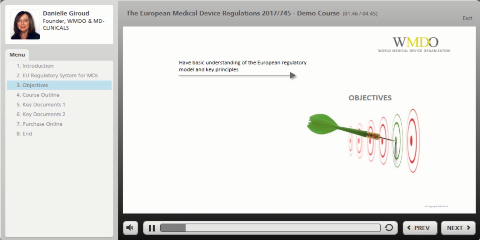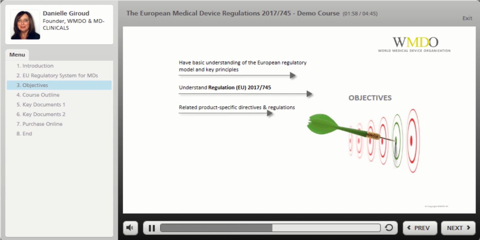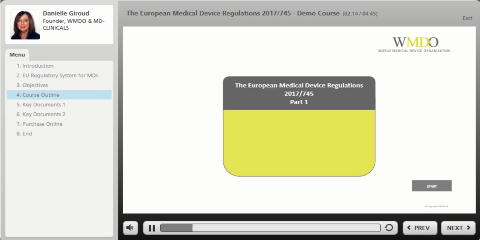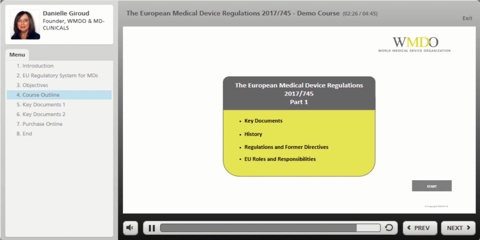Objectives: having basic understanding of the European regulatory model and key principles, understanding EU Regulations 2017-745, as well as related product-specific directives, combination products requirements, interactions with the directive for medicinal products, tissue of animal origin products, and others as per demarcation guidance. In this first part, we will focus on documents, history, regulations that replaced directives, summary of changes, EU roles and responsibilities.